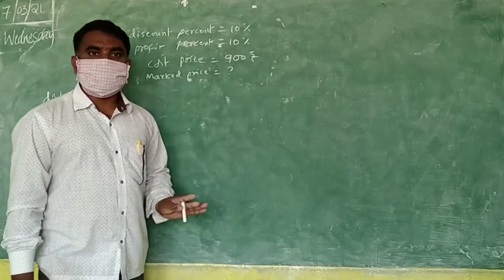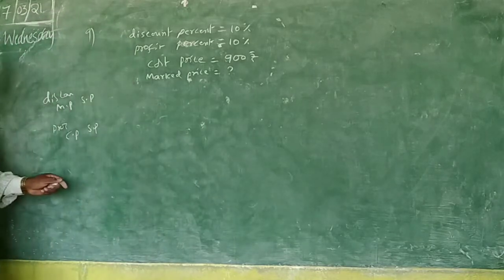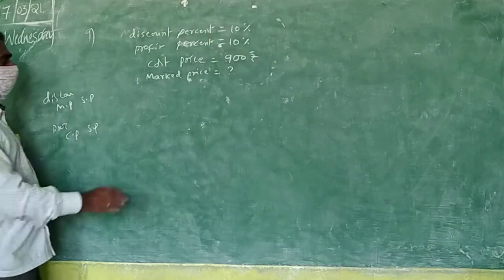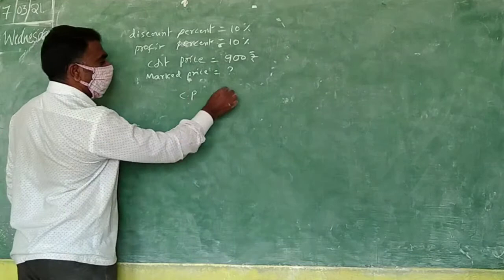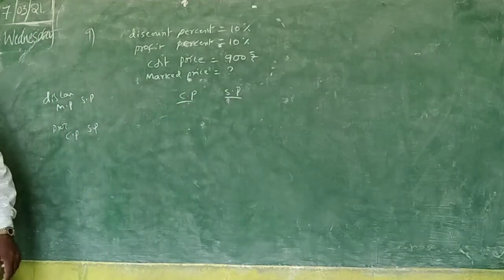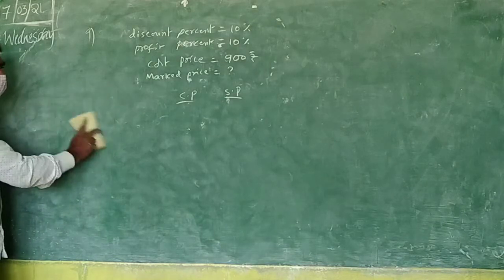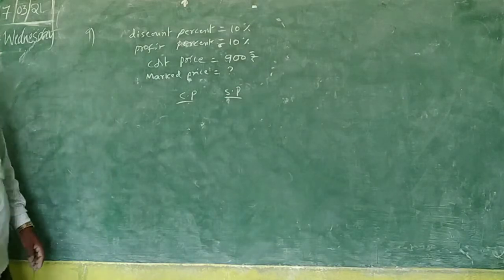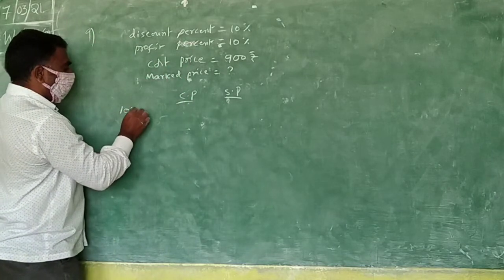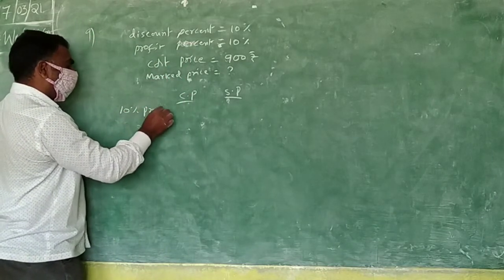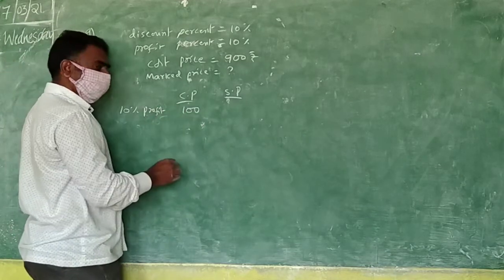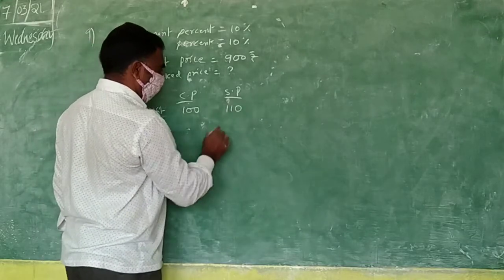First, what calculation will we do? CP-SP calculation. What headings will you write? CP, SP. In this, which percentage will you use? Not discount percentage, you will use profit percentage. What is the profit percentage here? 10% profit. So how do you write it? CP will be 100, SP will be 110.